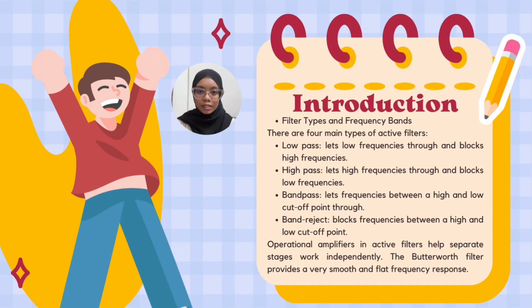Lastly, for the introductions, we have filter type and frequency band. There are four main types of active filters. Number one, low pass, lets low frequencies through and blocks high frequencies. Second is high pass, lets high frequencies through and blocks low frequencies. Third is band pass, lets frequencies between a high and low cutoff point through. And lastly, number four is band reject, which blocks frequencies between a high and low cutoff point.